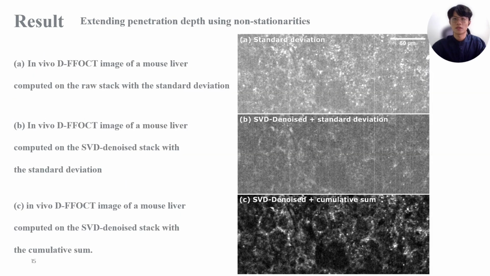Okay, an in vivo mouse liver dynamic image taken on the clinical setup with a custom mount. Artifacts mainly arise from the breathing and heartbeat. In Figure A, the in vivo dynamic FFOCT image of a mouse liver is computed on a raw stack with a standard deviation. Figure B is the SVD denoised stack with the standard deviation. Figure C shows the SVD denoised stack with the cumulative sum. This result also indicates that the proposed SVD filtering and accumulation methods are effective in removing motion-induced interference in in vivo dynamic images, thereby enhancing image quality and SNR.